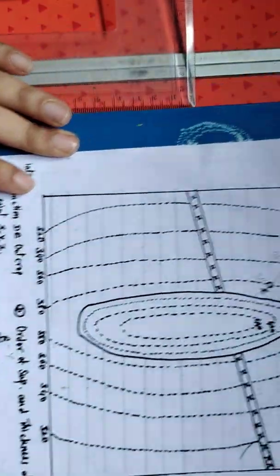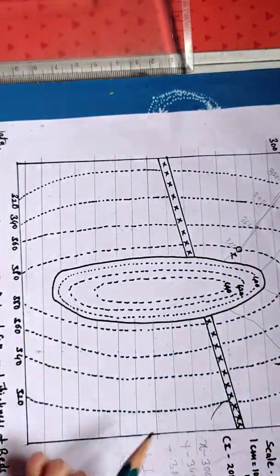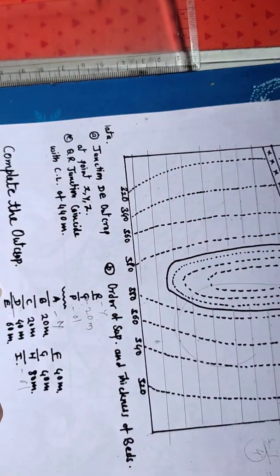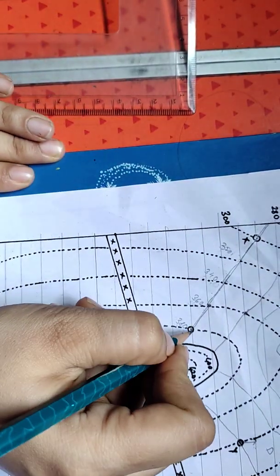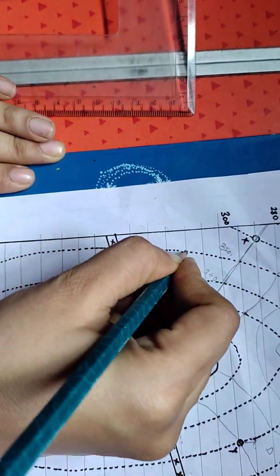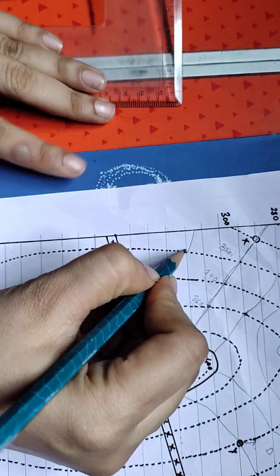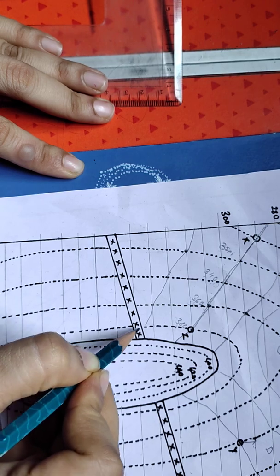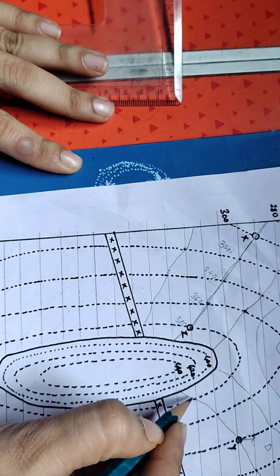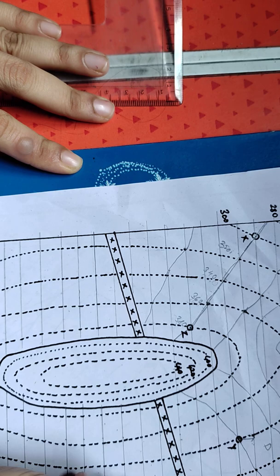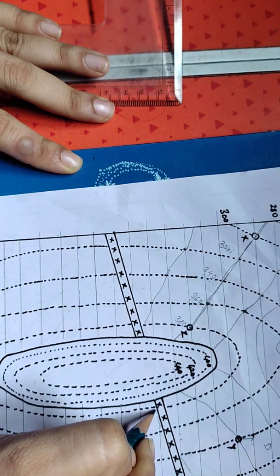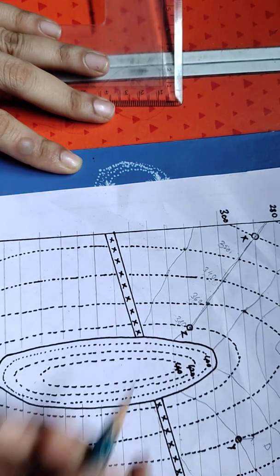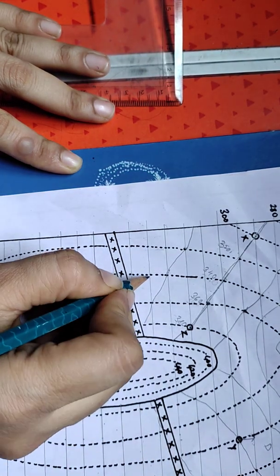Same thing we have to do for the bottom beds also. Here we have the thickness of E. E is 60 meters thickness. We always have to join, always have to cross one bed, one strike. This becomes the bed E. F is 40 meters.